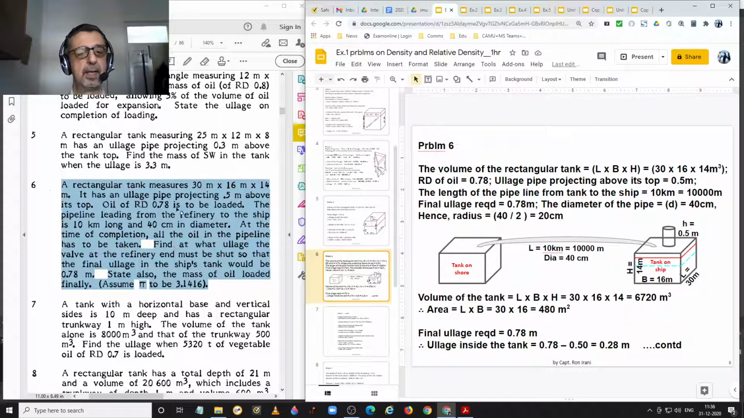It has an ullage pipe projecting half a meter above its tank top. This is the ullage pipe projecting half a meter above its tank top. Oil of RD 0.78 is to be loaded.